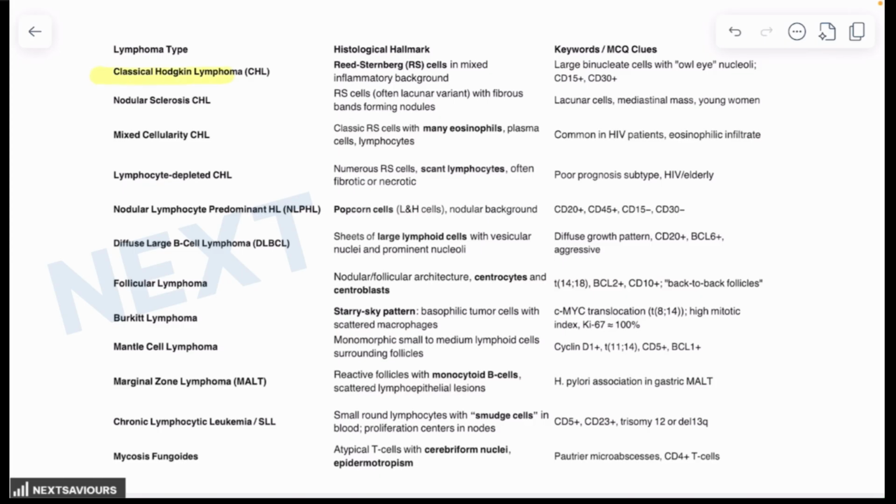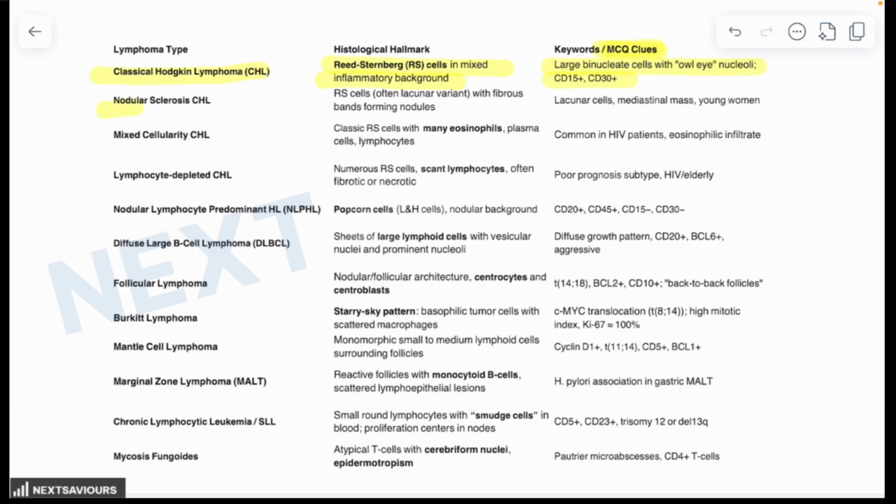For classical Hodgkin's lymphoma, look carefully for the RS cells in a mixed inflammatory background, and the keywords or MCQ clues would be large binucleate cells with owl-eye nuclei, with the expression of CD15 and CD30 positivity. In the clinical features, there is going to be a presence of nodal enlargement in the young adult age group.